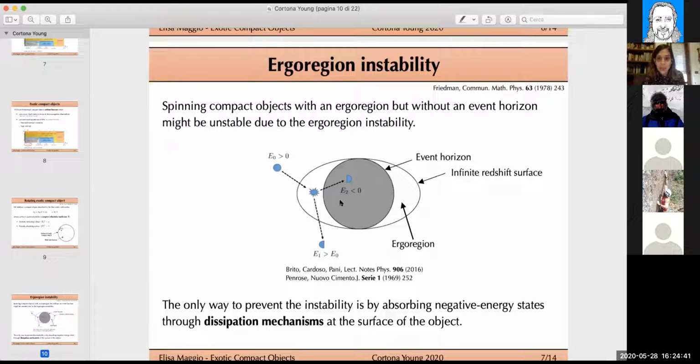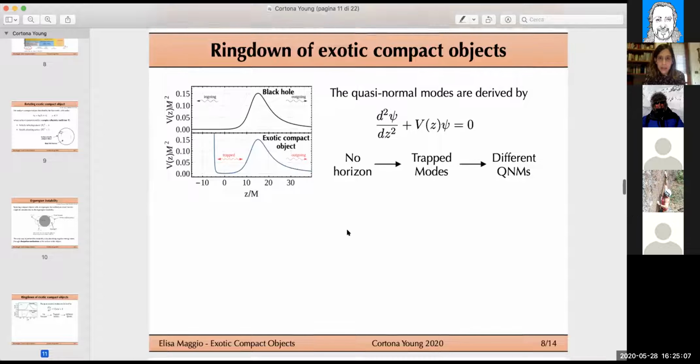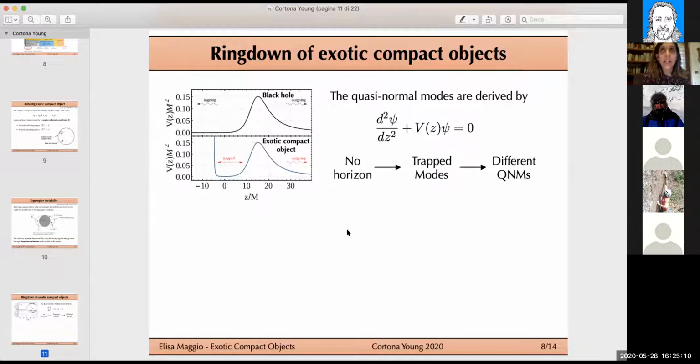Now, in the case of exotic compact objects, since we don't have an event horizon, negative energy states remain in the ergo region, and it is energetically favorable to cascade towards more negative energy states. This leads to a cascade process, which ends up in an instability of the object itself. Only by absorbing these negative energy states through some dissipation or viscosity can we actually have a stable object. So now, in the case in which this object is stable, we see how the quasi-normal modes change.